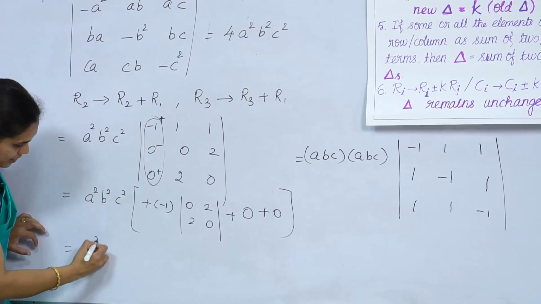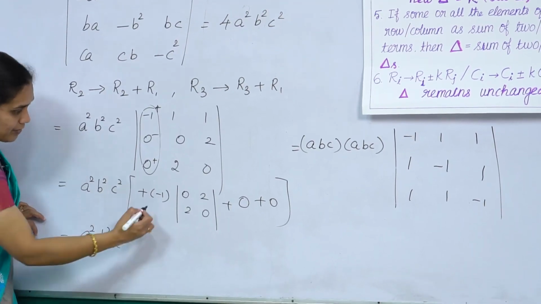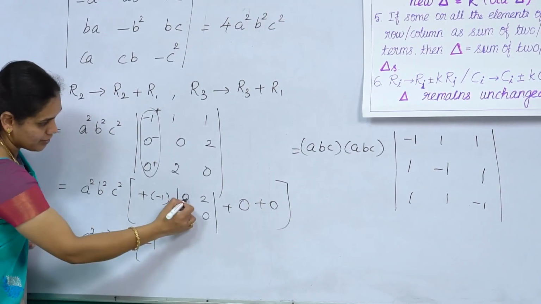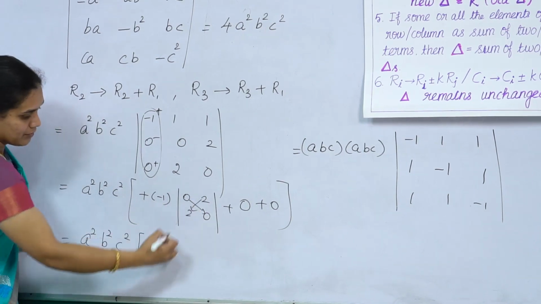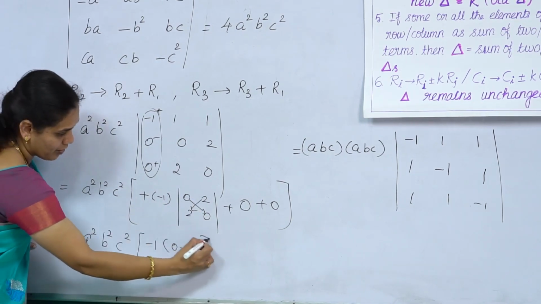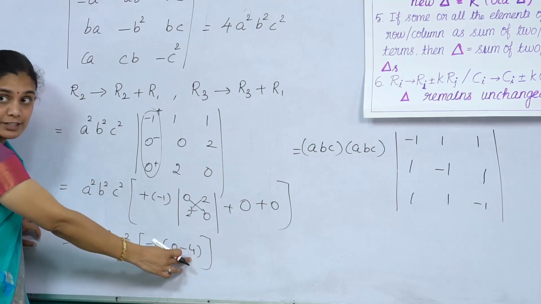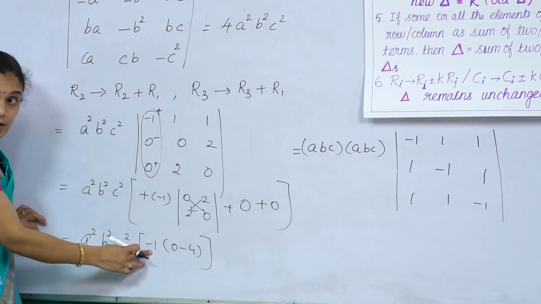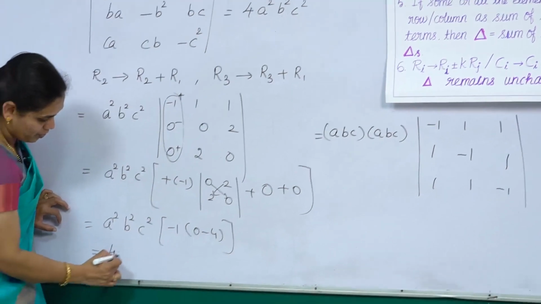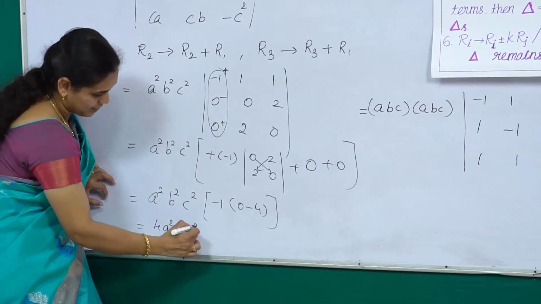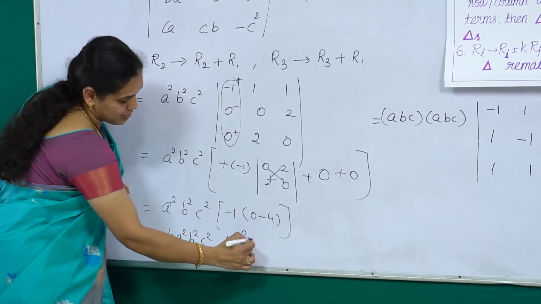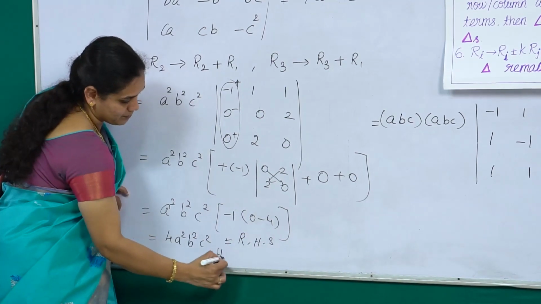Then A square, B square, C square here, minus 1 into, if we cross multiply, we get 0 minus 4. 0 minus 4 is minus 4. So minus 4 into minus 1 is plus 4. So 4 A square, B square, C square. So this is our RHS. Hence proved.